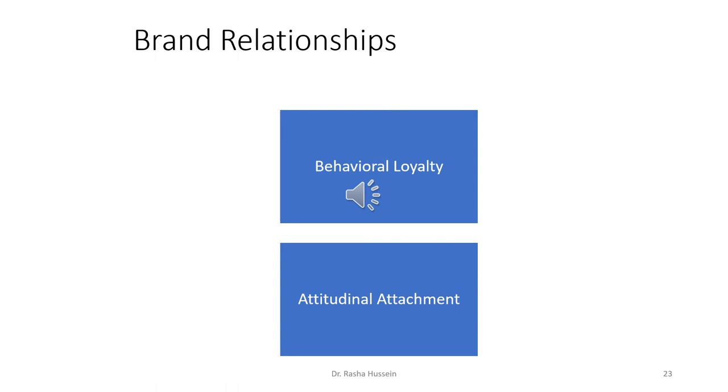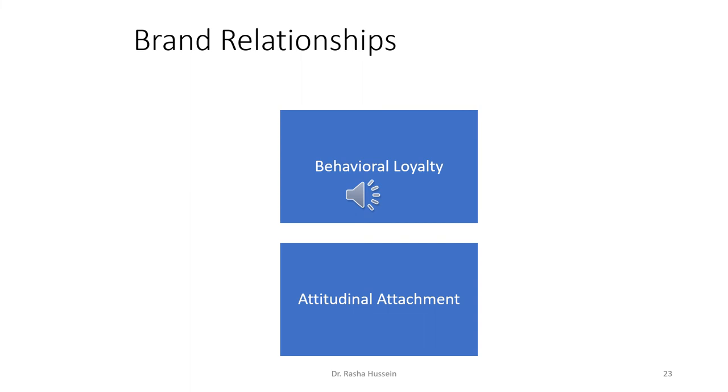The second point in the second dimensions in brand relationships is attitudinal attachment. Some researchers call this attitudinal attachment brand love. A very good example of brand love is Apple in particular. Apple as a brand managed to develop brand love with its customers. However, attitudinal attachment can be defined in terms of two main dimensions, brand self-connections and brand prominence.